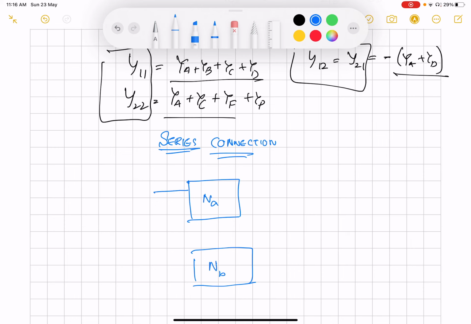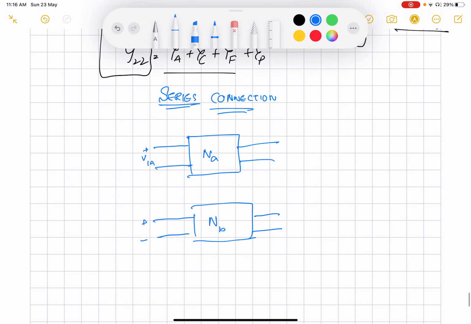And we have the input port here and the output port here. So this is our V1A, this is our V1B, this is our connection, input current I1A, I1B. For the output port, we have V2A, V2B, and the current I2A, here the current I2B.